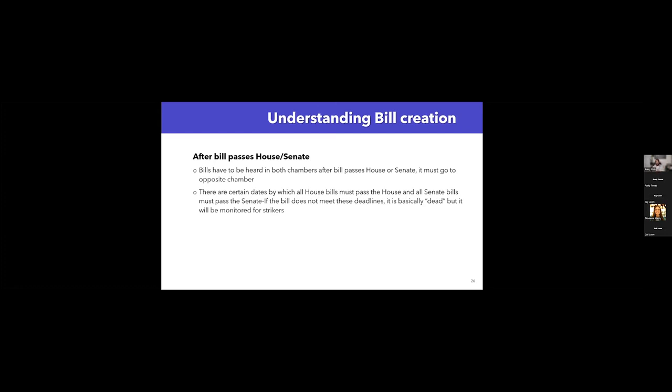But remember, they can always be monitored for strikers, because that is how you bring a dead bill back. We talk about these dead bills. The way that these bills are brought back is through strikers.